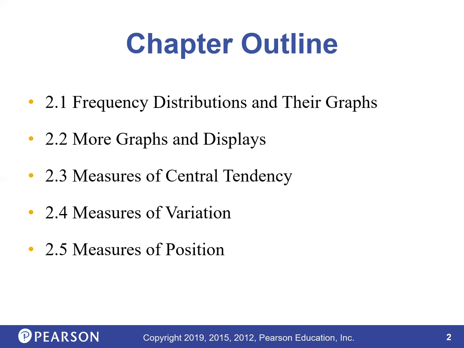Good. So 2.3 is the middle. How much spread there is. And 2.5 is what's the position of a certain individual. The position of a particular person.